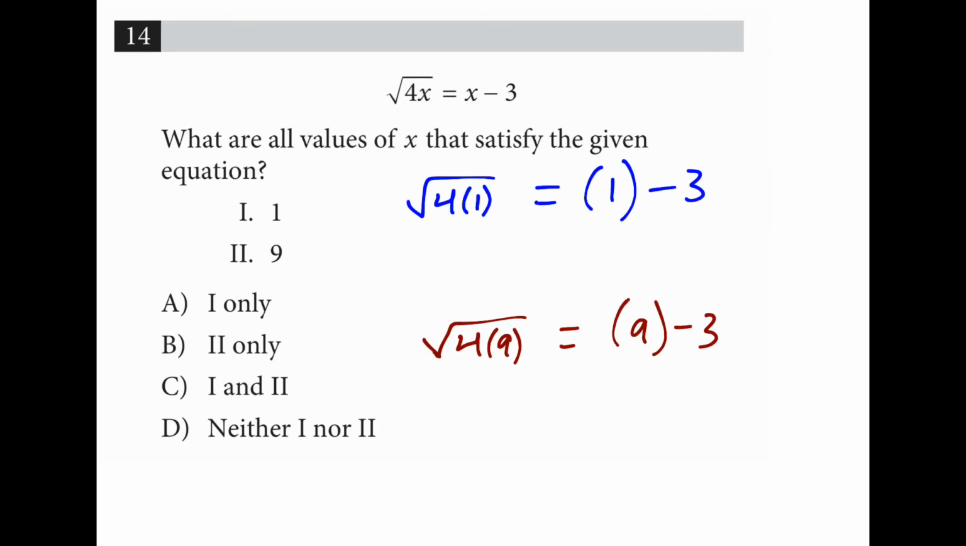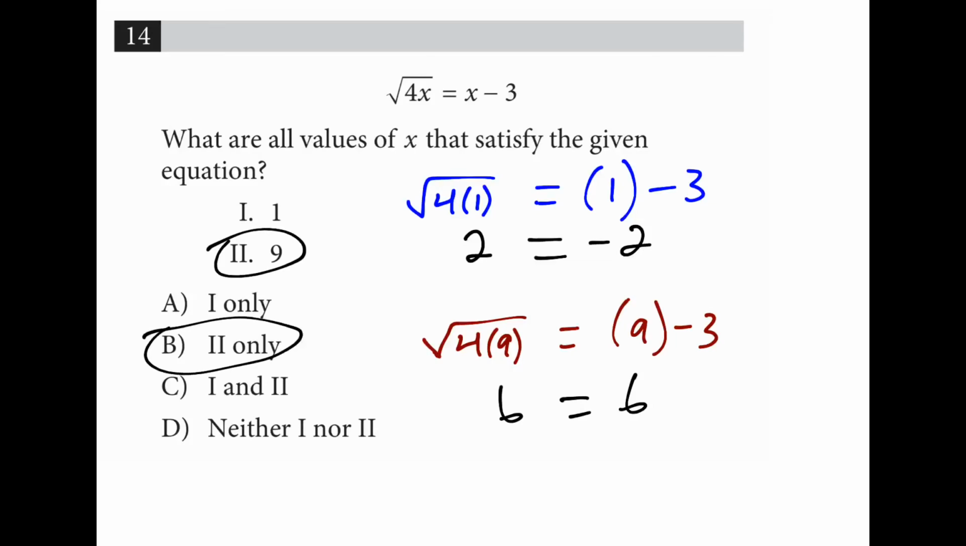Number 14, let's evaluate with both of these possible values, 1 and 9. On the left, the square root of 4 times 1 is just 2. And on the right, this is negative 2, so that does not work. The square root of 36 is 6, and that is equal to 6. So 9 works. That's going to be number 2 only, B.